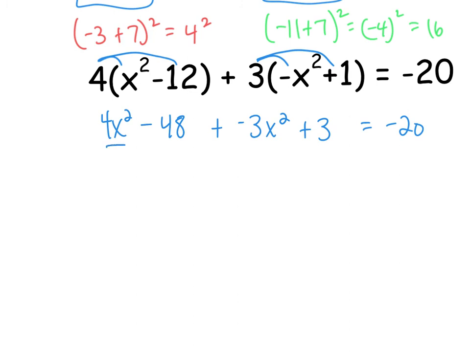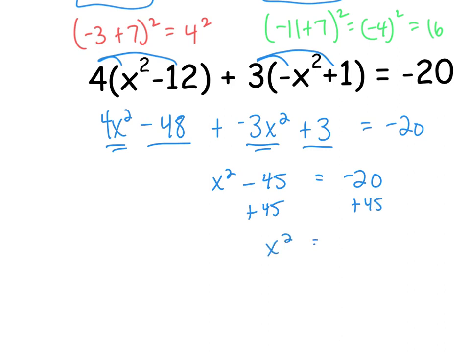So let's combine like terms. We've got a 4x squared and negative 3x squared. That's going to be 1x squared, which is kind of nice. And then we have negative 48 plus 3, so that's going to be negative 45. And that equals negative 20. So now I'm going to add 45 to both sides, and I get x squared equals 25.